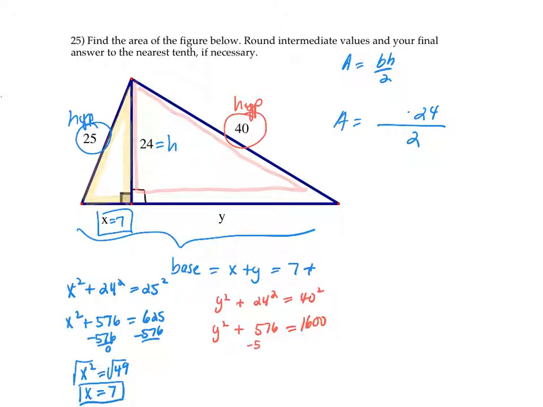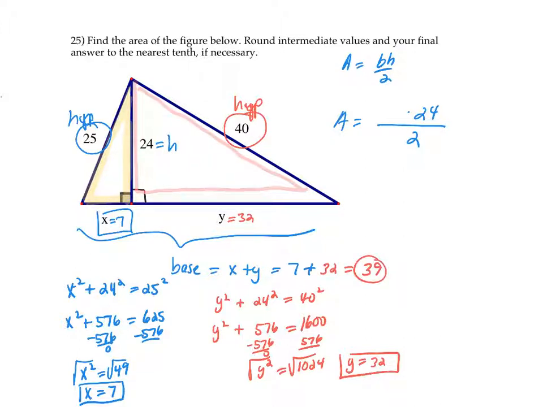And then take and subtract 576 from both sides. That gives us y squared is equal to 1024. Take and do the square root of both sides to solve for y. And the square root of 1024 is actually 32. So y is equal to 32. So we need to do 7 plus 32, which is 39.